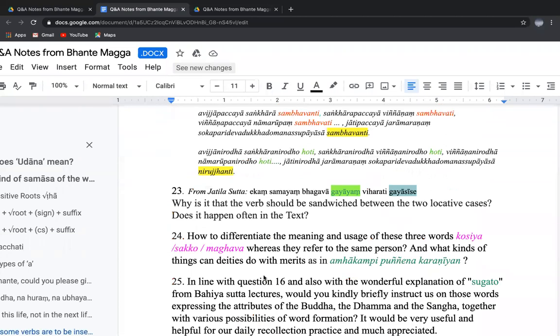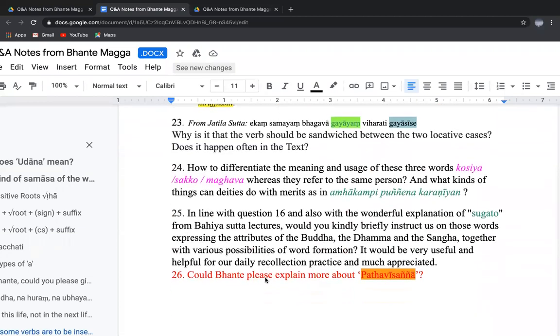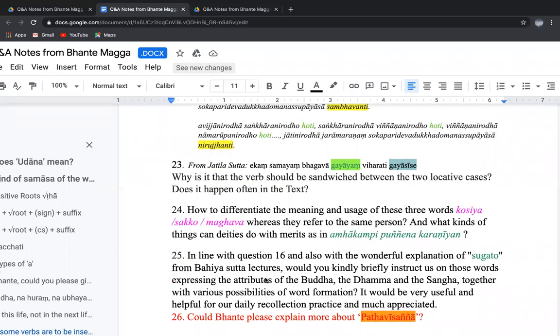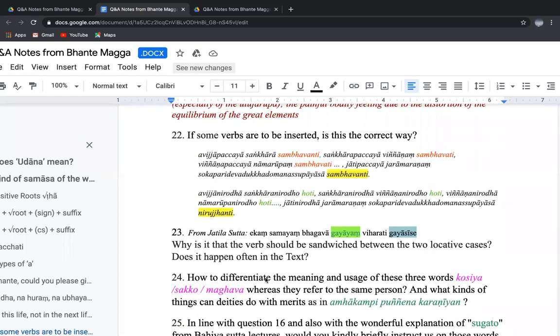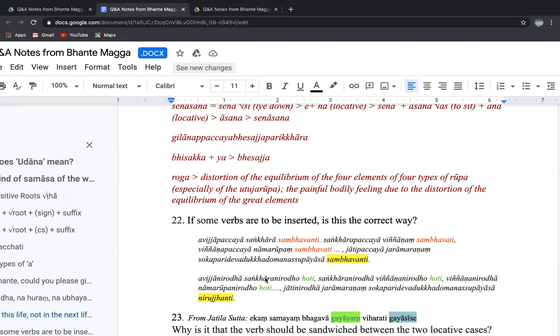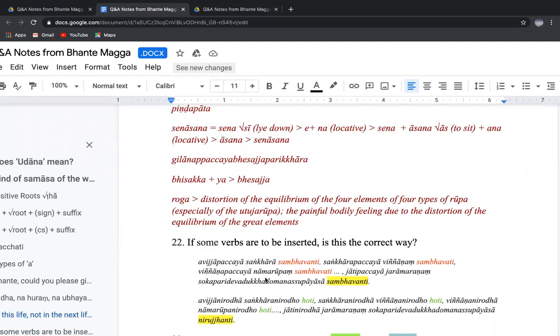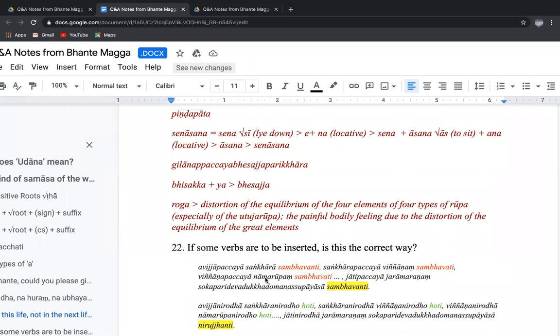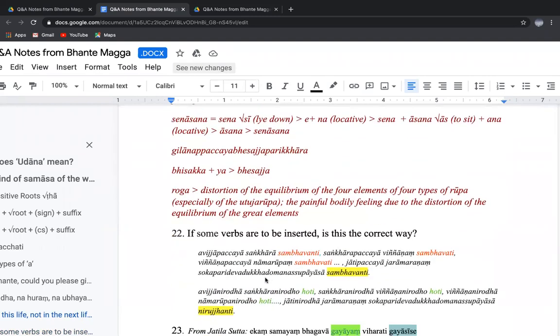So good morning, everyone. Today we have the question and answer session. So we'll start with question number 22. I think we finished question number 21.